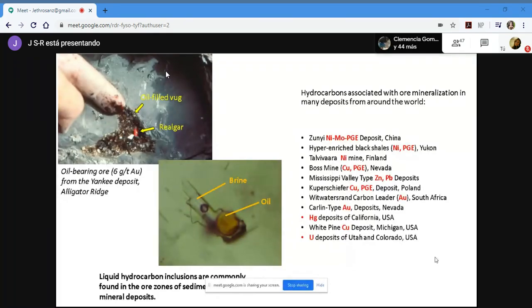Now, traditionally, it is believed for sediment-hosted deposits that the predominant ore fluid is hydrothermal fluid or hot brines, but we are investigating the notion that perhaps petroleum is acting as the ore fluid.